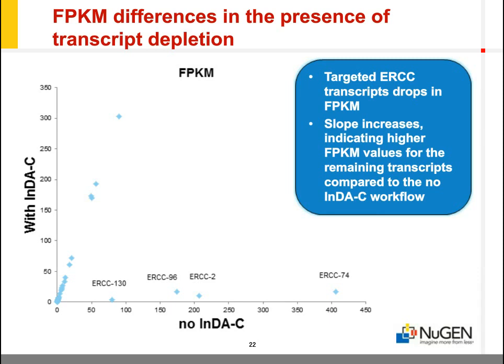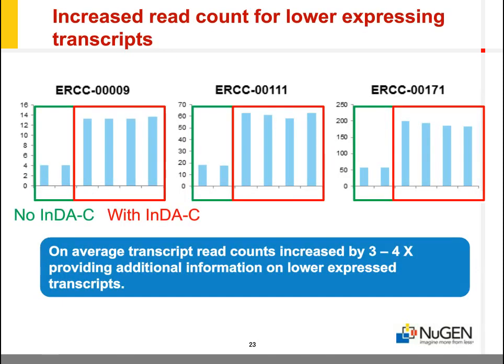Analysis of individual low-abundant transcripts in the absence of InDA-C-mediated depletion, shown outlined in green, are present at an expected coverage. Depletion of the 4 high-abundant transcripts, shown outlined in red, increases the coverage of these low-abundant transcripts by 3 to 4 times. These results represent an improvement in the dynamic range of observable transcripts and is analogous to seeing greater read depth of rare transcripts in whole transcriptome or mRNA-seq studies.